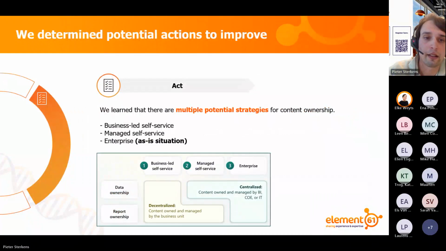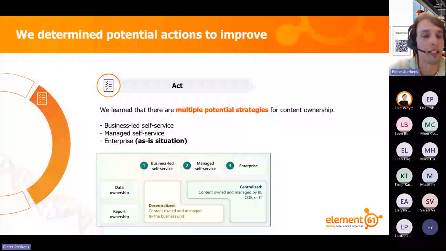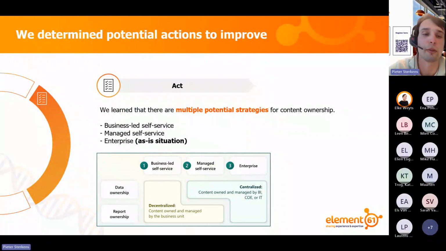If you look further in that area of the roadmap, you notice that there are multiple potential strategies mentioned. On the left side, a business-led self-service, where data and reports are owned by business units themselves, so completely decentralized. Each business unit owns the data and owns their own reports. On the right side, you see an enterprise BI setup, where everything is centralized by one team. In the example that I explained, we were in the as-is situation where the BI team controlled everything. It was an enterprise BI setup.